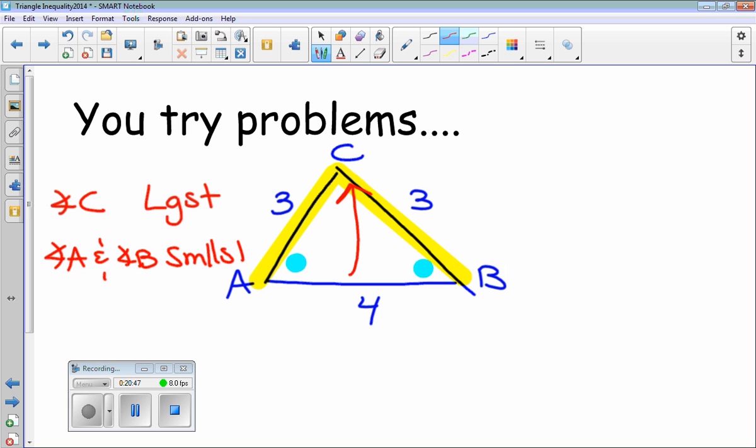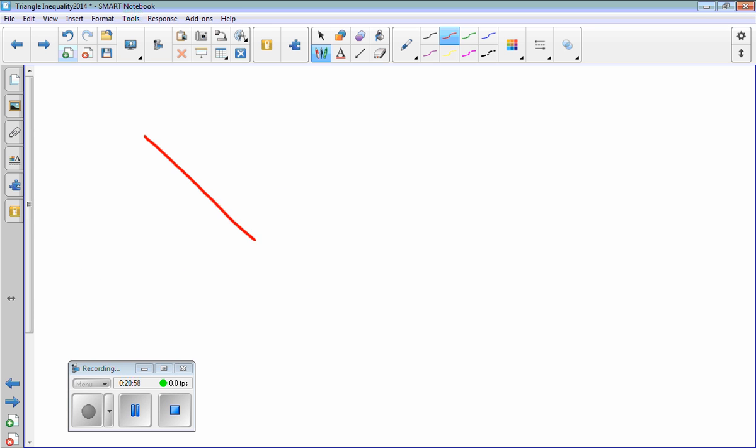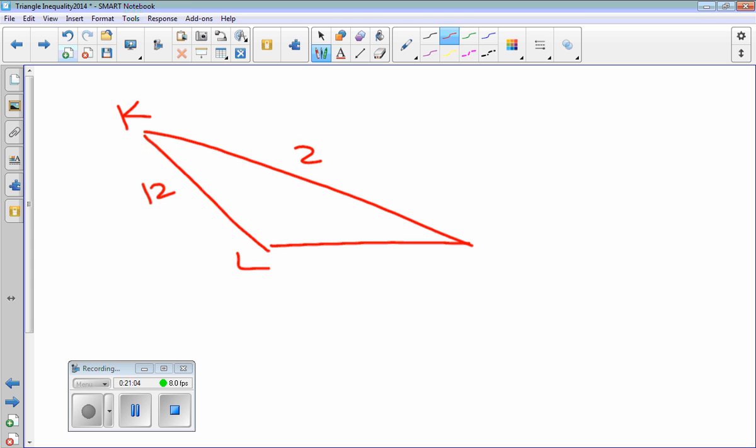Were there any others that you came across that you weren't sure about? Okay, let's look at this one. You tried number 4. We have 12, K, L, 26, 16, and M. I want to find the smallest angle. Actually, why don't we just order the angles? Can we do that? Let's go from largest to smallest this time.